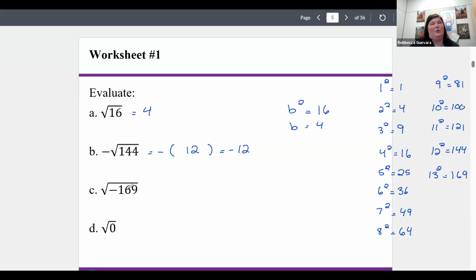So we got a square root of negative 169 because we got the negative inside the square root. Trying to do a square root of a negative number. This is undefined.